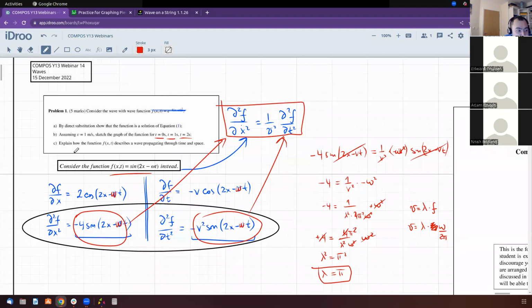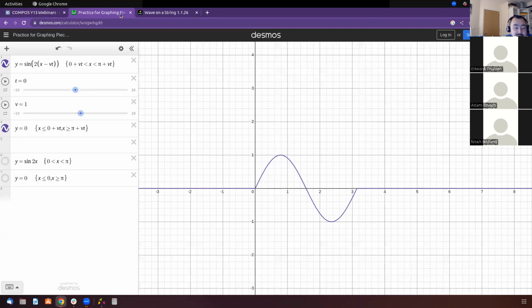Okay. Explain how the function describes the wave propagating through time and space. Well, that's what we just did. We saw that if v changes to 2, then in 1 second, it will travel 2 meters. If v is 4, in 1 second, it travels 4 meters. So this is the time right here. Well, for time is 0, it doesn't matter. The speed doesn't matter.